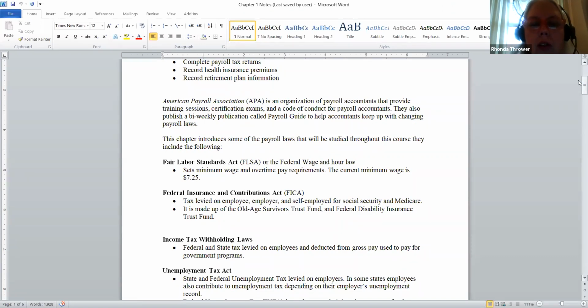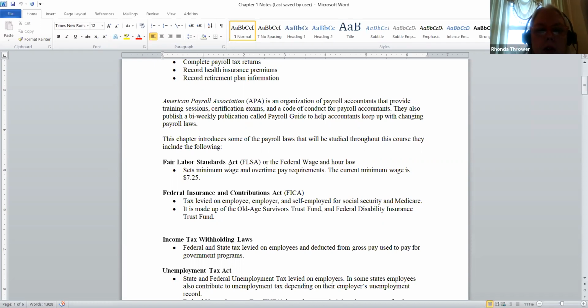It's important that you know some information about some of the federal laws as well as state laws that we're going to be talking about, that are important for you to know before you keep your record keeping in payroll accounting. One of the first laws that they introduced to you that is a federal law is what we call the Fair Labor Standards Act.